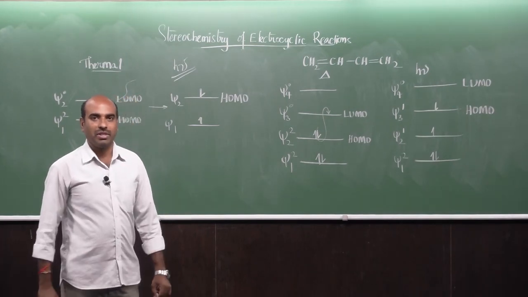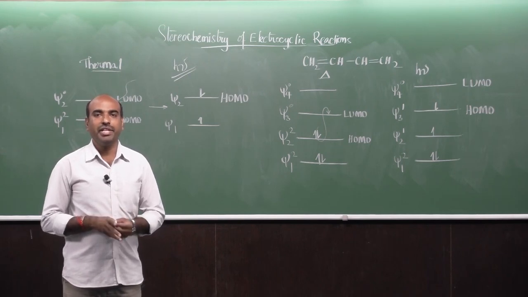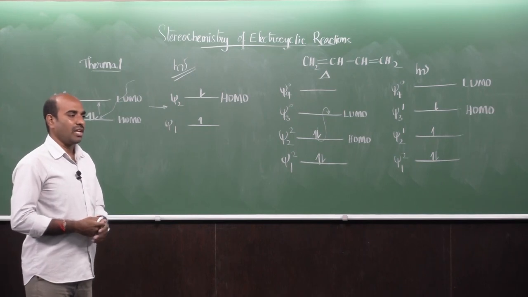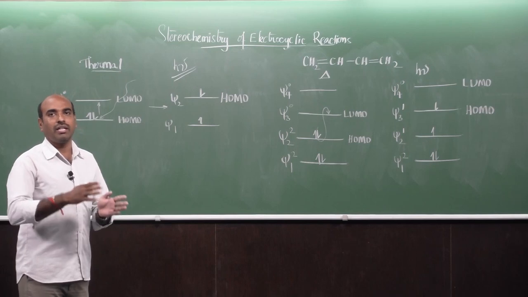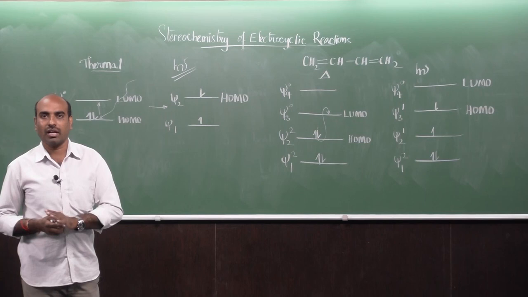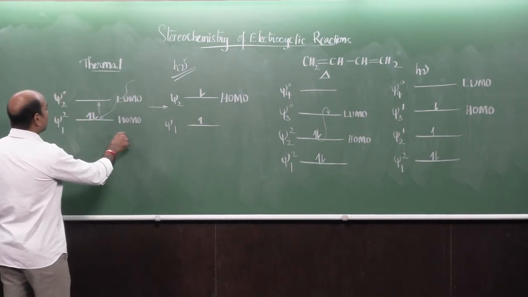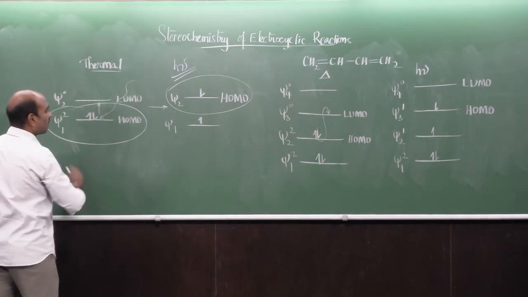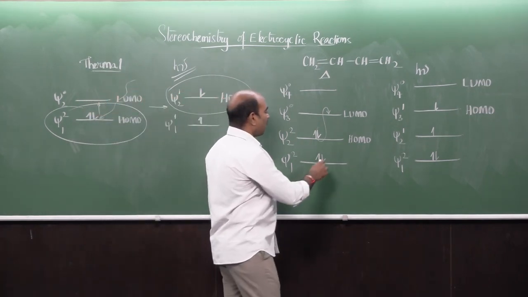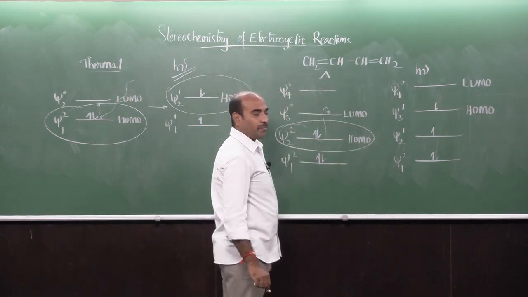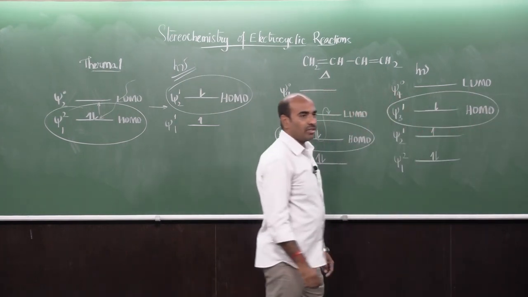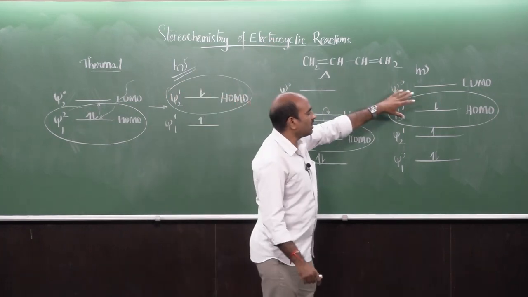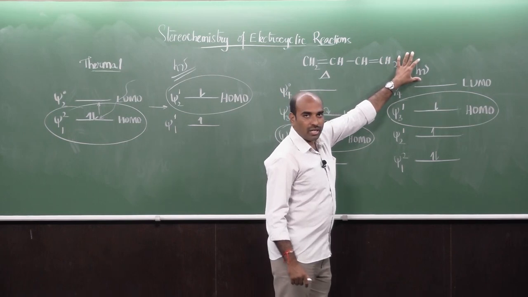What we are trying to conclude is that in electrocyclic reactions, you need to consider only the HOMO, and the HOMO changes with the reaction conditions. Under thermal conditions, a different molecular orbital acts as the HOMO, and under photochemical conditions, the same molecule shows a different molecular orbital as the HOMO. For ethene, psi 1 is the HOMO under thermal conditions, whereas psi 2 is the HOMO under photochemical conditions. For butadiene, psi 2 is the HOMO under thermal conditions and psi 3 is the HOMO under photochemical conditions. So the reaction happens according to the psi 2 molecular orbital under thermal conditions, and according to the psi 3 molecular orbital under photochemical conditions, in the case of butadiene.